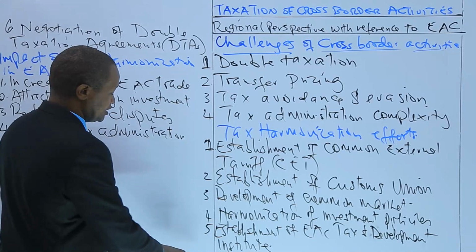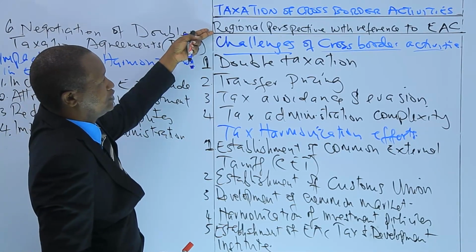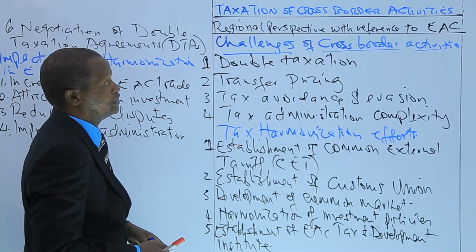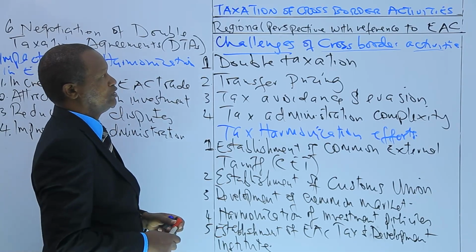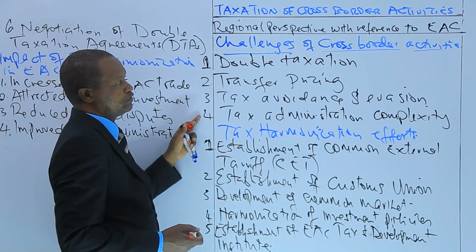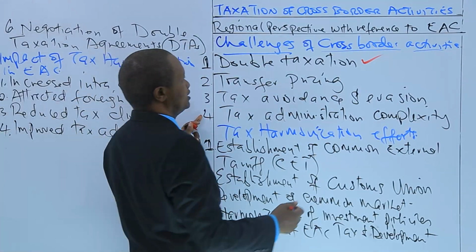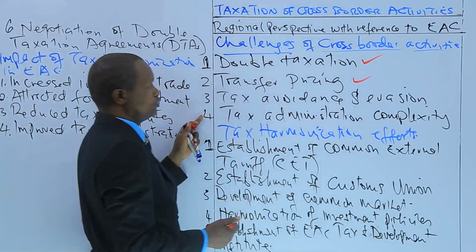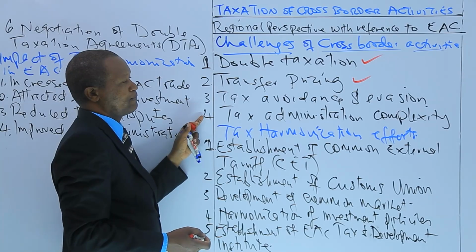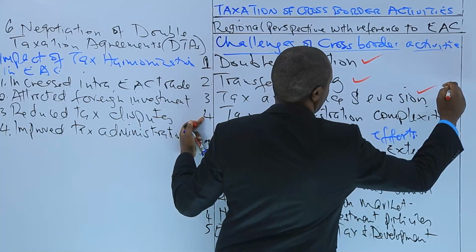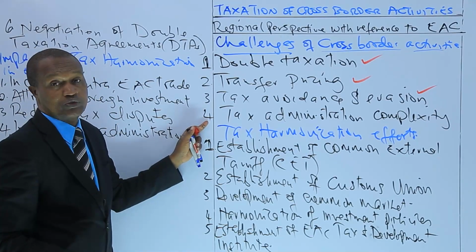So, in this lesson, candidates, we studied the challenges. The topic is regional perspective with reference to East Africa Community, and the topic is taxation of cross-border activities. We've studied the 4 challenges of cross-border activities. 1 is double taxation. Number 2 is challenges related to transfer pricing. Number 3, tax avoidance and evasion. Number 4, tax administration complexity.